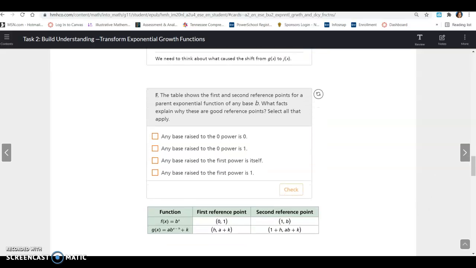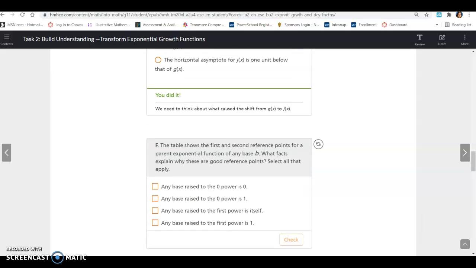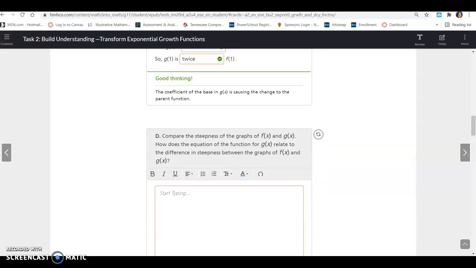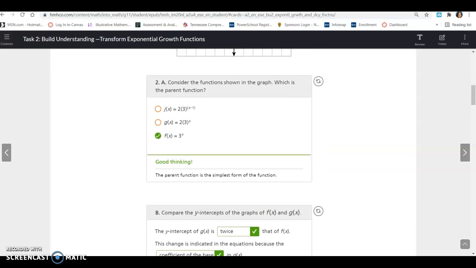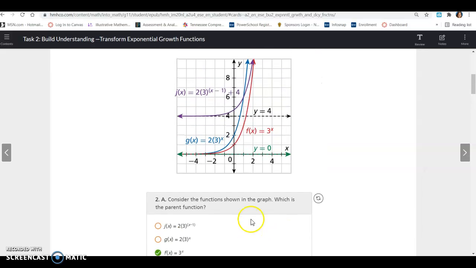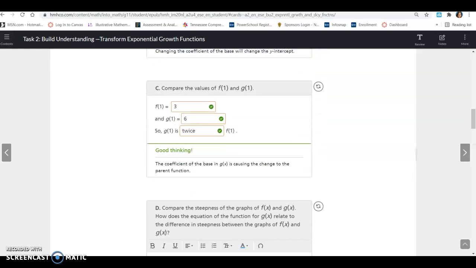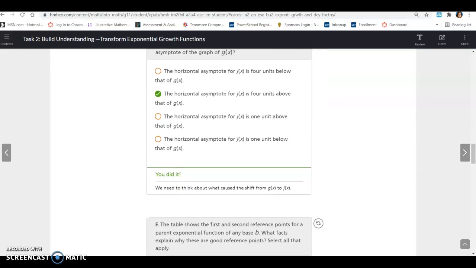All right, the table shows the first and second reference points for the parent exponential function of any base b. What factor explains why these are good reference points? Select all that apply. All right, so they used the y-intercept, which is 0, 1, and then they used 1 and whatever point that was. So for red, it was 1, 3, and here it was 1, 6. So it's just basically saying, why are those good reference points?